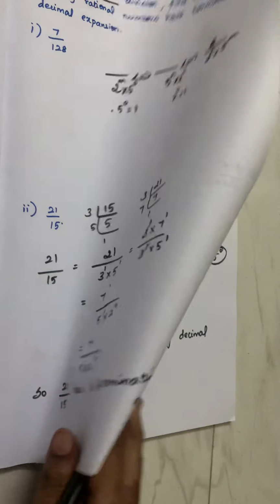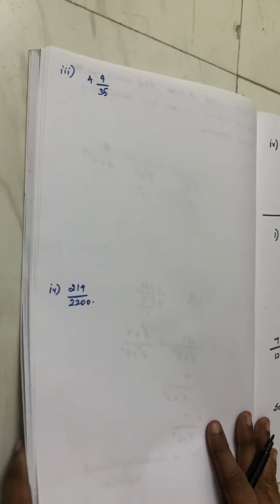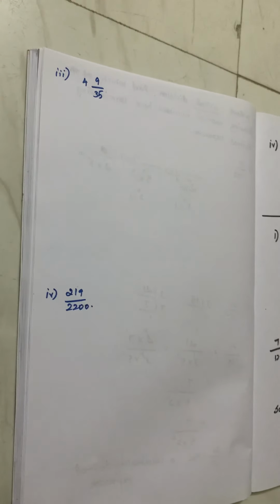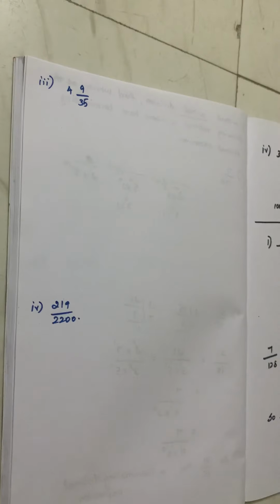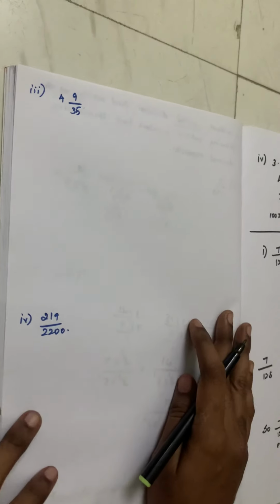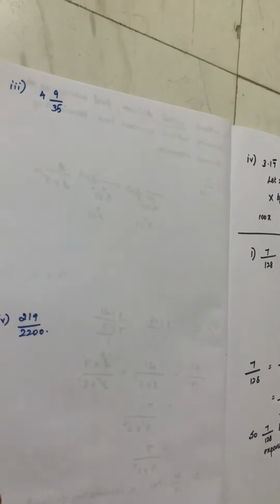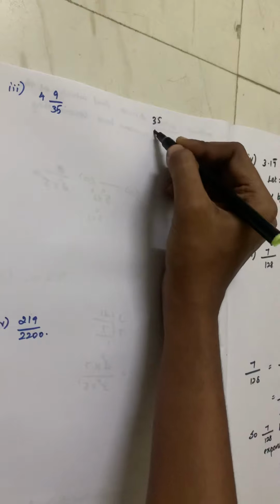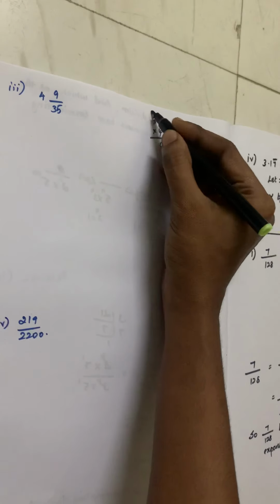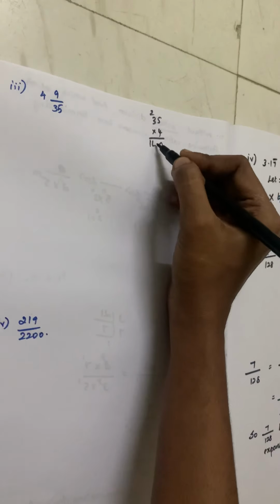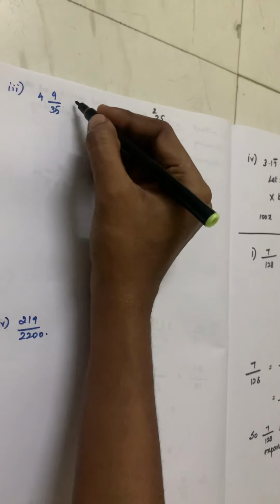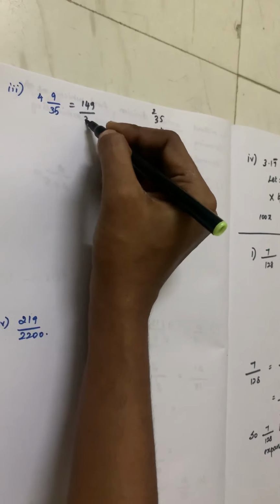Okay, next we move on to the third sum. It is an improper fraction. So first we have to change it into a proper fraction. 35 into 4 is 140, plus 9 is 149. So the answer will be 149 divided by 35.